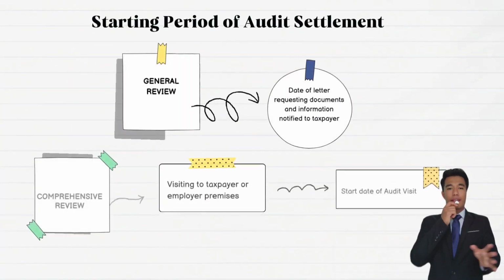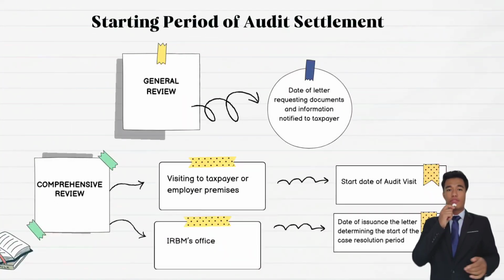The following is the audit settlement period according to the two review methods. For general review, it will start from the date of the letter requesting documents and information sent to the taxpayer. And the comprehensive review contains two methods. First, by visiting the taxpayer premise, it will start on the first day of the audit visit. Second, by reviewing in IRBM's office, it starts from the date of issuance of the letter that determines the start of the case resolution period.